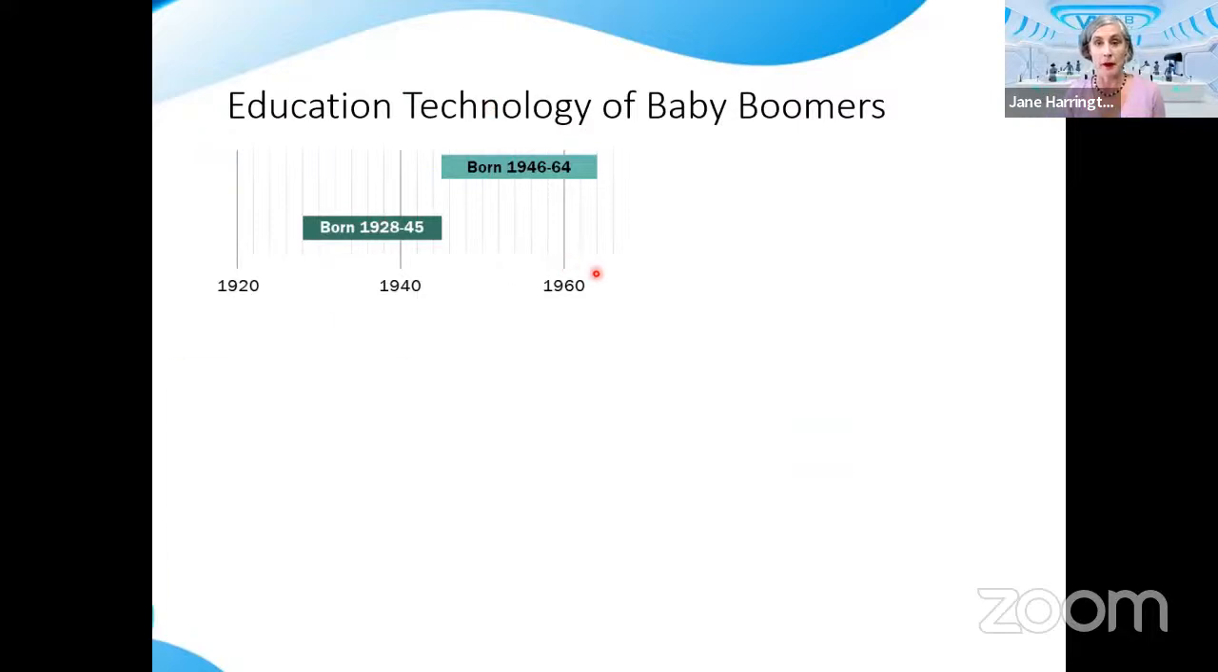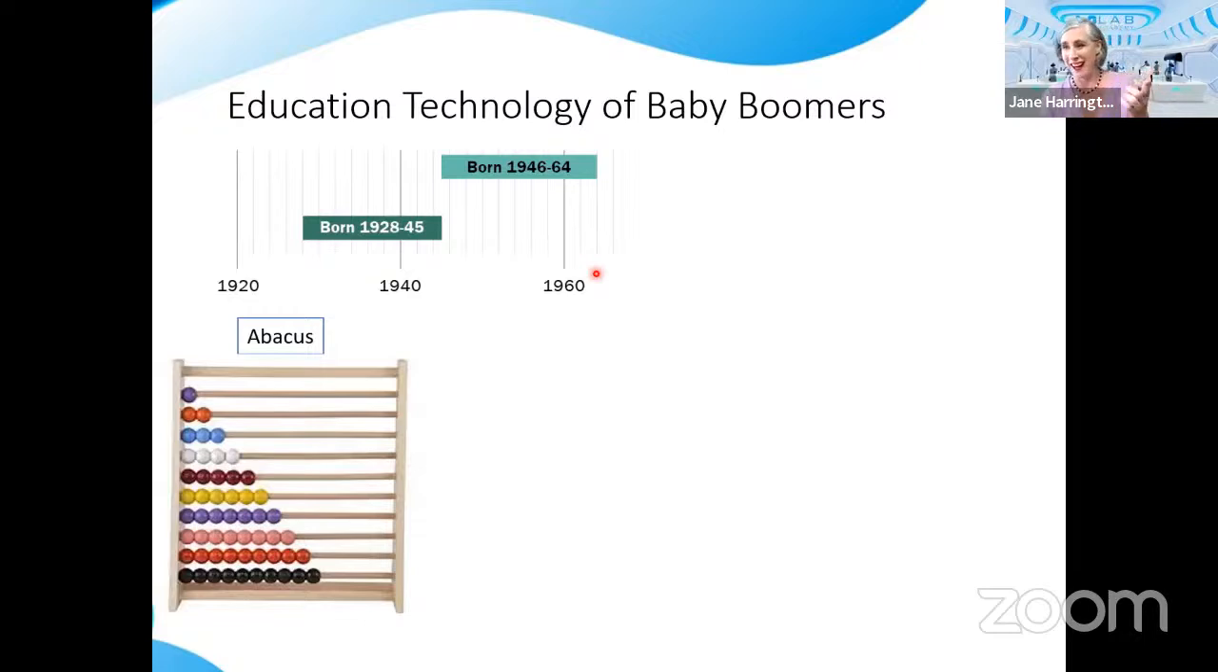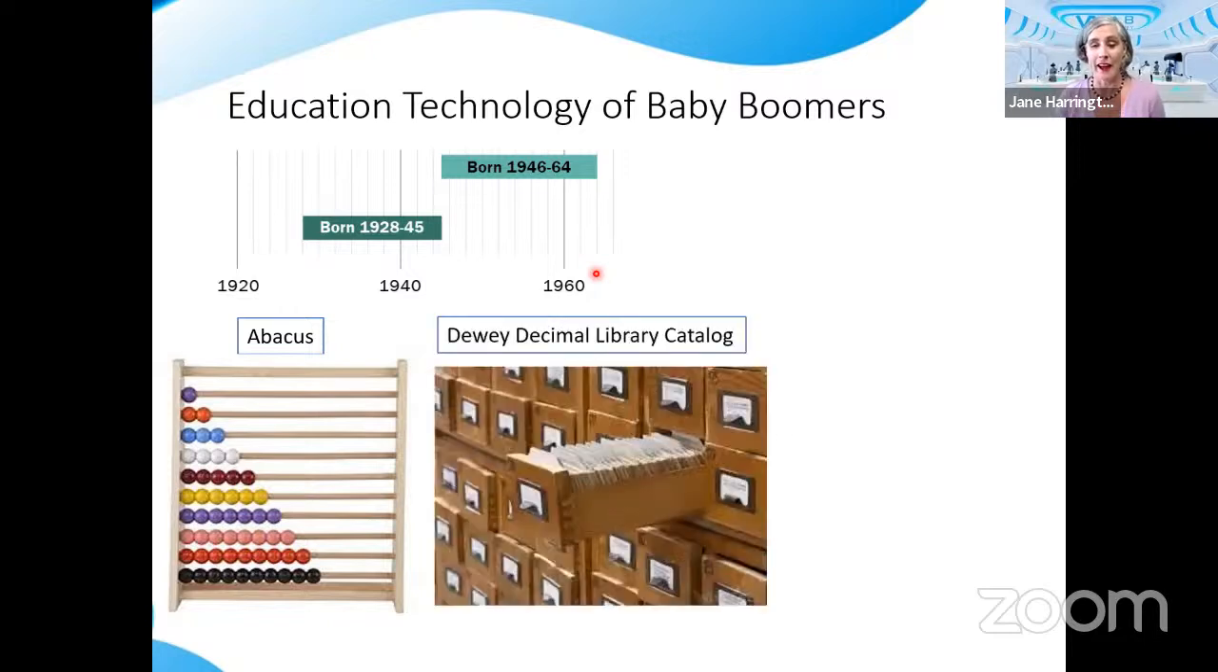So when our baby boomers grew up, abacus, I remember using this. It was very kinesthetic. It's counting. This has been around for millennia, the abacus, but I remember doing mathematic problems with this. And even the Montessori, they still use the abacus. So also we have, I still remember going to the library. I mean, that was a big deal, it was during the week and you went to the class and you used the library. So this is their Dewey Decimal Library catalog.